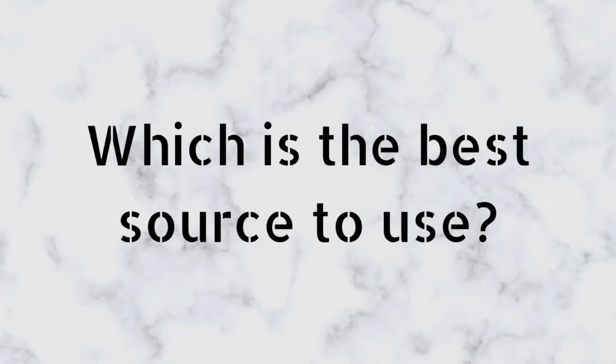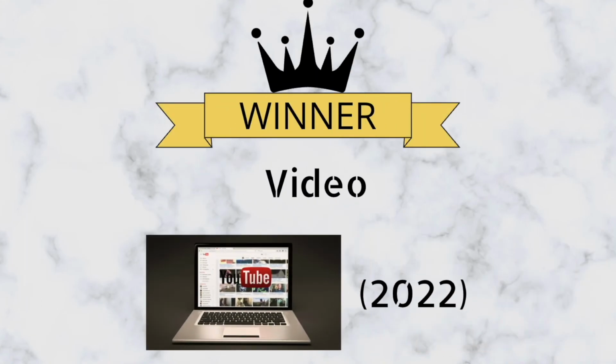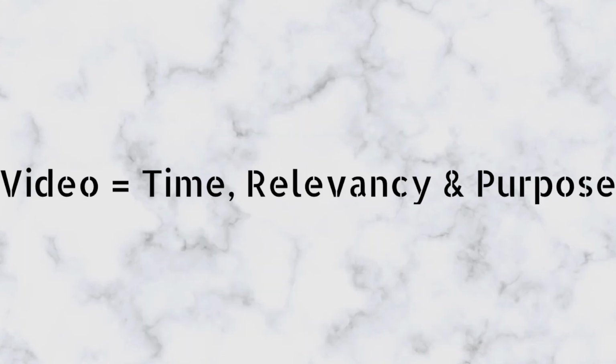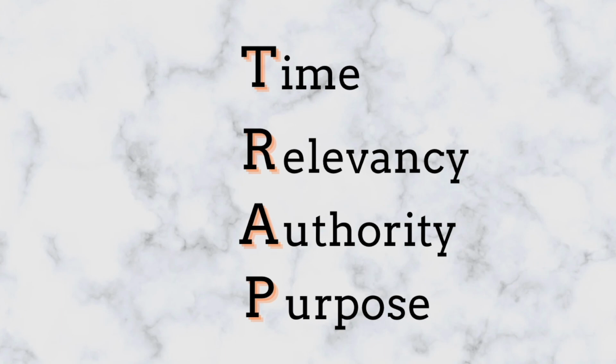In the end, which of the two sources that I found would be the best one to use in my research? I would pick the video because it satisfies time, relevancy, and purpose. So when you find a source that you're not quite sure if you can trust, use TRAP: time, relevancy, authority, and purpose.